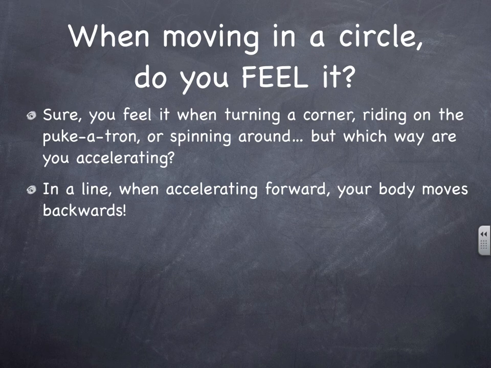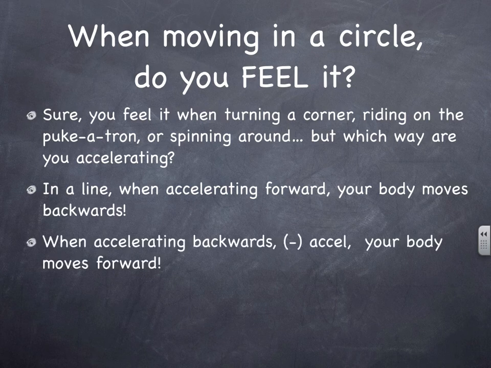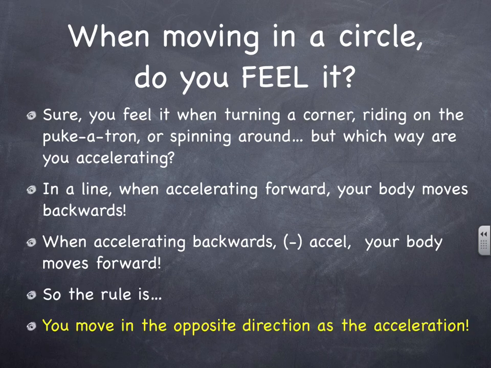When I'm in a line, if I accelerate forward, my body tries to move backwards. If that light turns green and I floor it, my head tries to snap backwards. That's because if the acceleration is forward, my head wants to fall backwards. On the other hand, when I slam on the brakes and I have a negative acceleration, my body moves forward. So that gives me the rule that I'm moving in the opposite direction as the acceleration. When I have a negative acceleration, my body wants to continue moving forward. When I have a positive acceleration, my body feels like it's trying to move backwards.